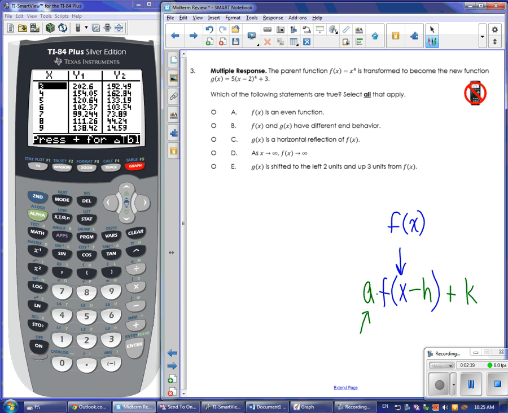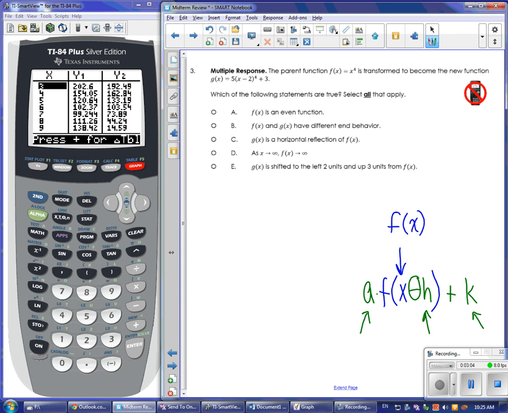The h value is our left and right shift, and you want to remember that it's always in the opposite direction. That's that minus sign. It's basically saying take the opposite of h. That's the direction you're going. And then our k value is our shift up and down. And so the h value is going to correspond to the x value of our vertex. If we're dealing with an even function, the k is going to be the y value of our vertex, or point of inflection if we're dealing with an odd function.